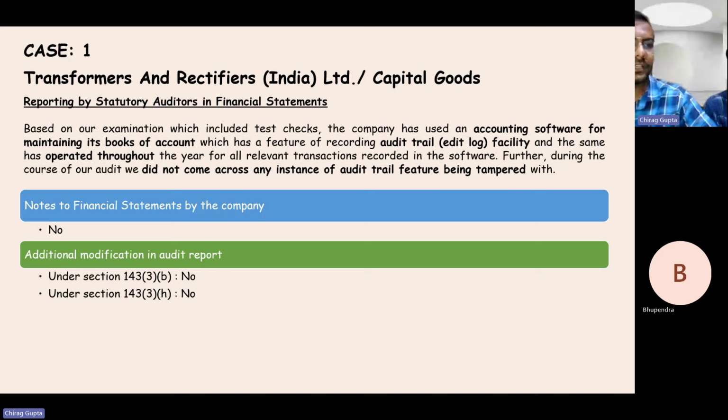So in this case, Transformers and Rectifiers India Limited does not opt to show any para on audit trail in its notes to financial statements. Also, because the auditor did not find any tampering and the audit trail was operated effectively throughout the year, the additional modification related to Section 143(3)(b) and 143(3)(h) was not made by the auditor in his audit report.